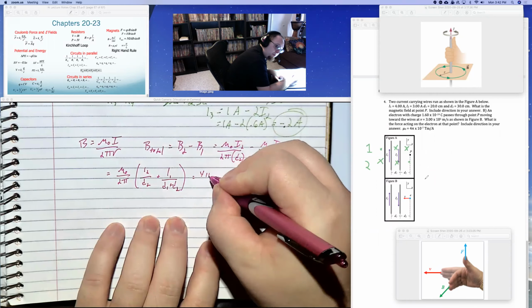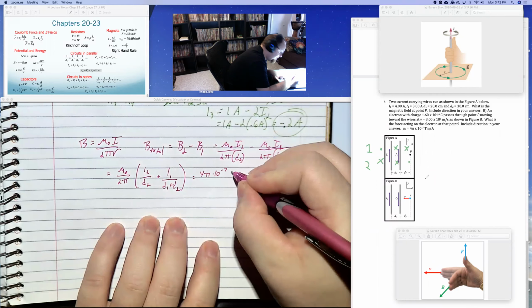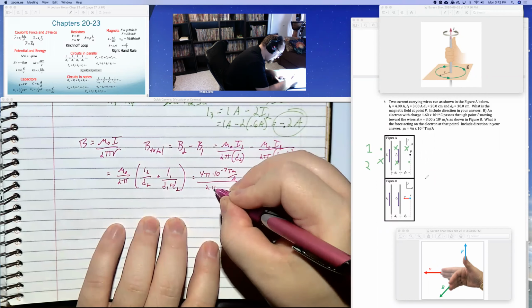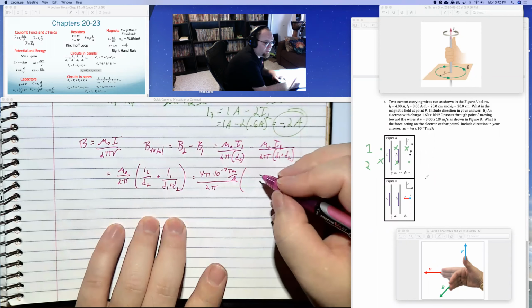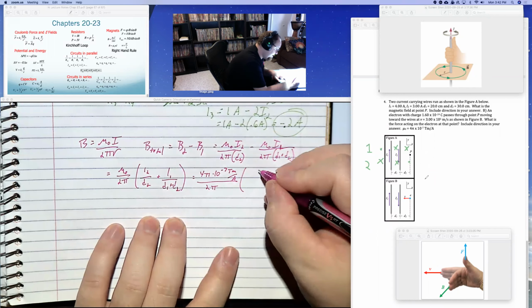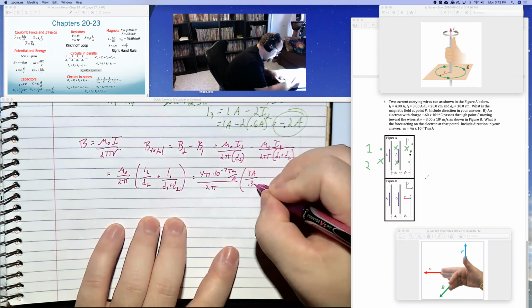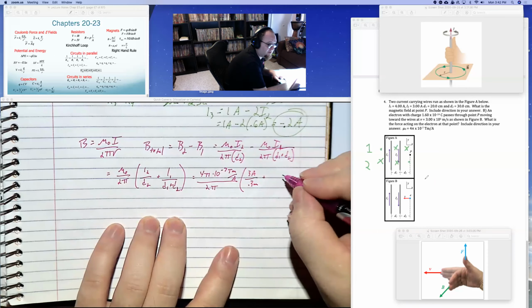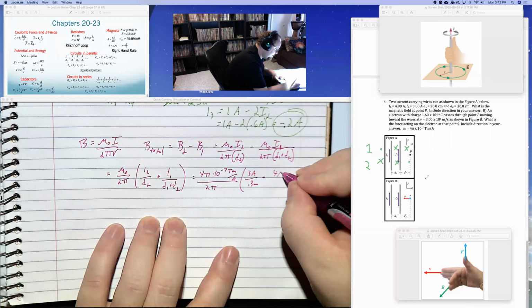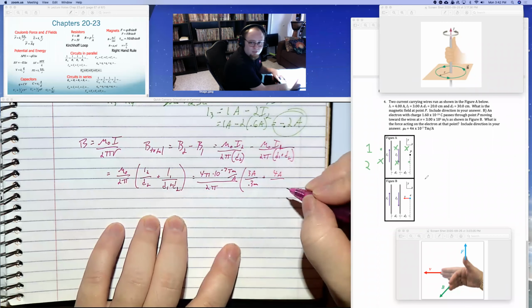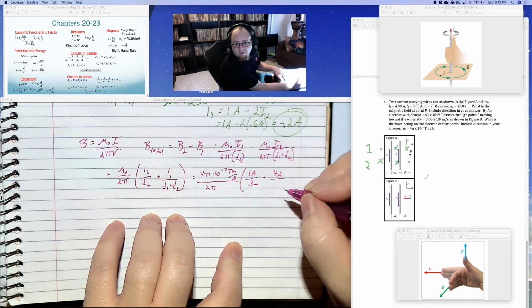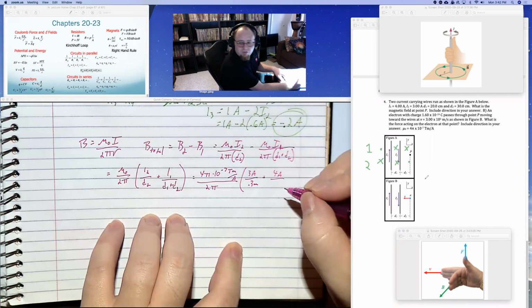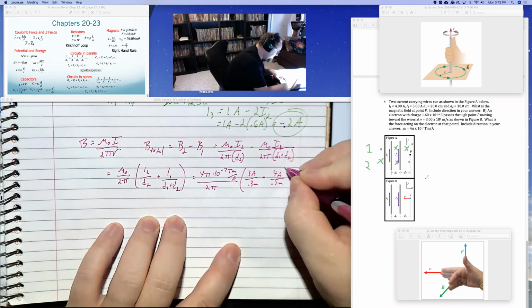And I have 4 pi times 10 to negative 7 Tesla meter per amp over 2 pi. I2 is 3 amps over 0.3 meters minus 4 amps over... And what are these guys? What's D1 and D2 respectively? They're 3 and... not 3 and 4, that's the currents. They're 20 and 30 centimeters, so 50 centimeters, so 0.5 meters.